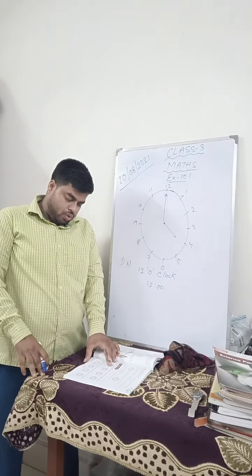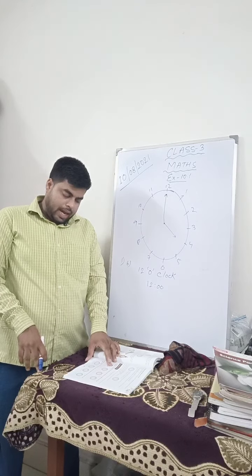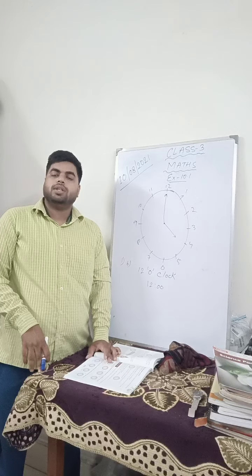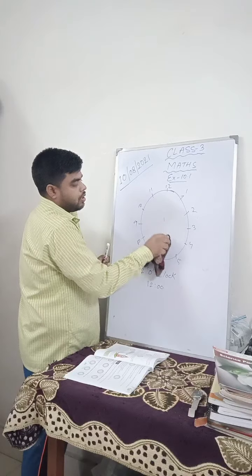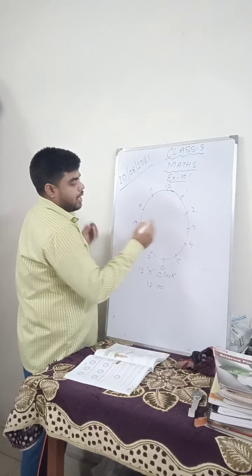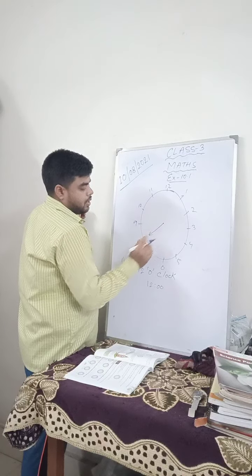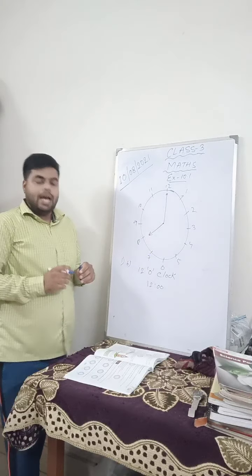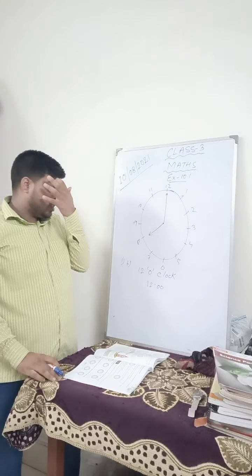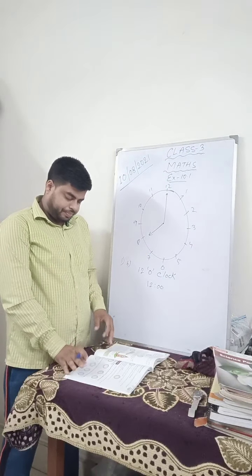In question number 2, they have given you the time, and according to the time you have to draw the minute hand as well as the hour hand. In question number 1 you have to draw 8 o'clock. So the time is 8 o'clock, the hour hand will be facing 8 and the minute hand will be facing 12. And remember, the hour hand is always smaller than the minute hand.